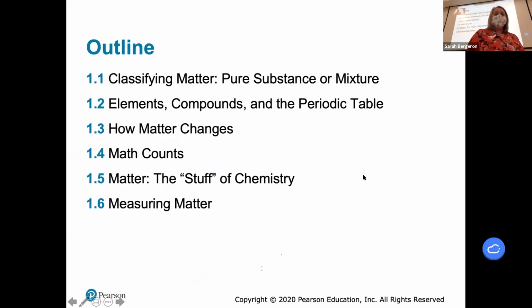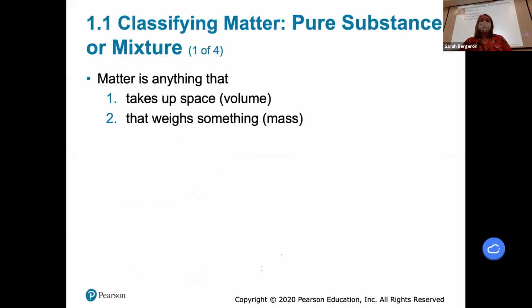Okay. So we have 6 sections in this first chapter. It's quite a bit of material all at once, but we have 12 to get through. So we're going to hit the ground running. Classifying matter is our very first goal. All matter is classified into one of 2 things, either pure substances or mixtures. All of these slides are posted to Moodle, so you don't have to write down every single thing.